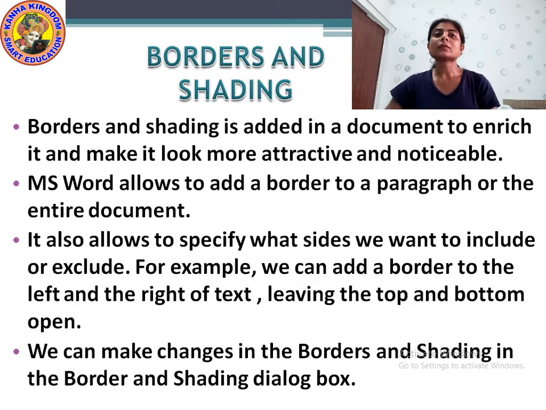Then we can make changes in the borders and shading in the Borders and Shading dialog box. And what is a dialog box? It is a list of options that appears in the MS Word page. There is a Borders and Shading dialog box where, when you click, you will find different types of options and accordingly you can change it.